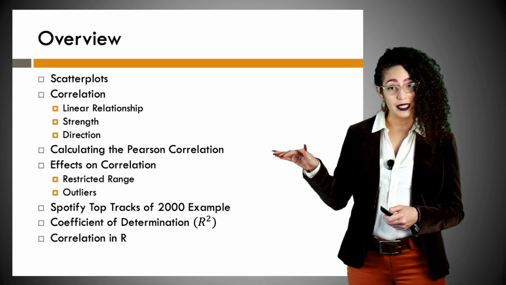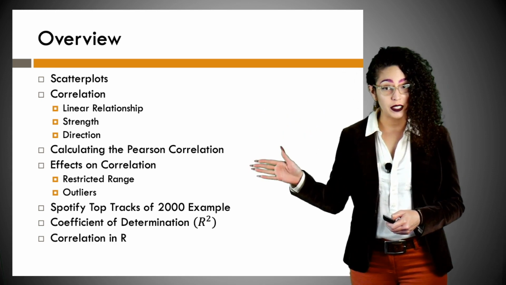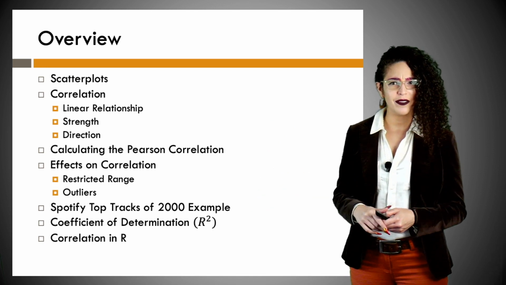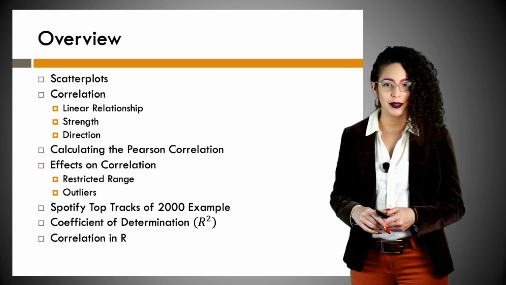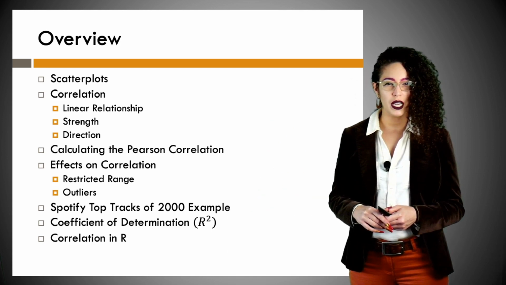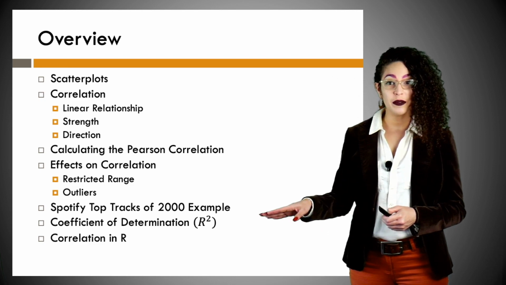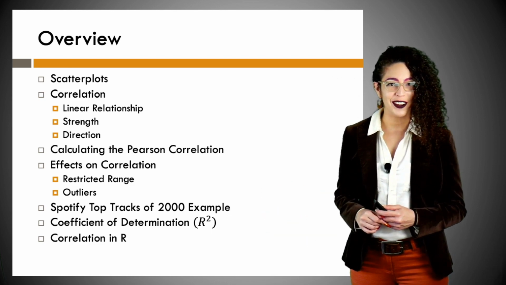We're going to calculate some correlations, going to see what affects correlations, look at the Spotify Top Tracks of 2000 example. Were all of you even born yet? Coefficient of determination R squared, and some correlation in R.